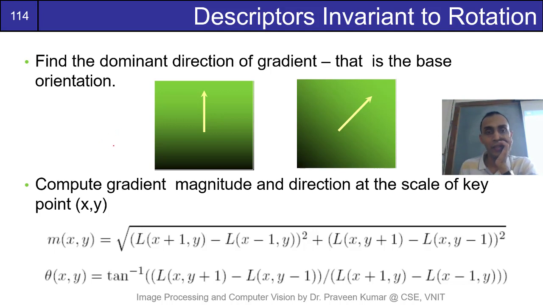The method which the SIFT paper takes is this: let us say there is a key point here. Within a local window around that key point, it tries to find the dominant direction of the gradient. For example, in this patch the gradient changes in the vertical direction. In this patch, the dominant gradient changes in the diagonal direction.